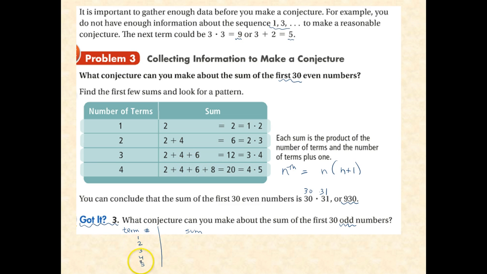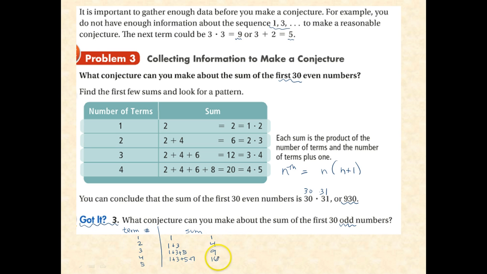So I made a little chart here. The first odd number is 1, so the sum is 1. Second, there's 2 odd numbers. We're doing 1 plus 3, and that is 4. 3 odd numbers, 1 plus 3 plus 5. That's 4 plus 5, which is 9. The fourth one is 1 plus 3 plus 5 plus 7. That's 9 plus 7, that's 16.